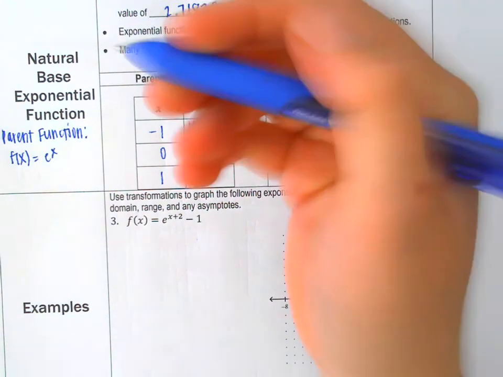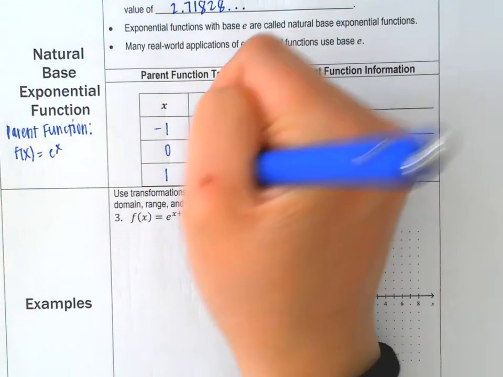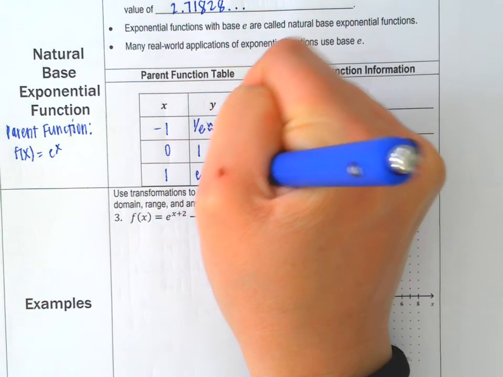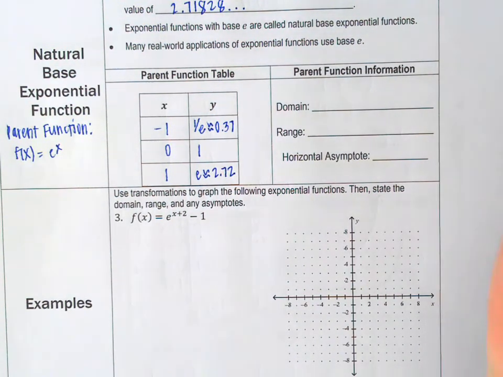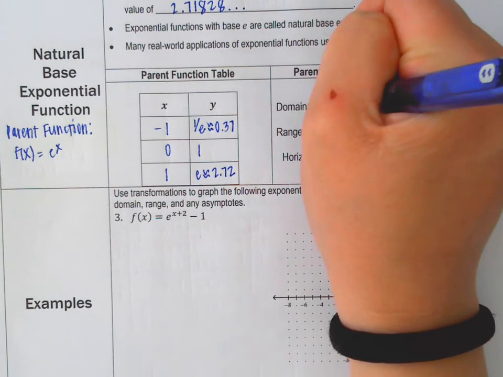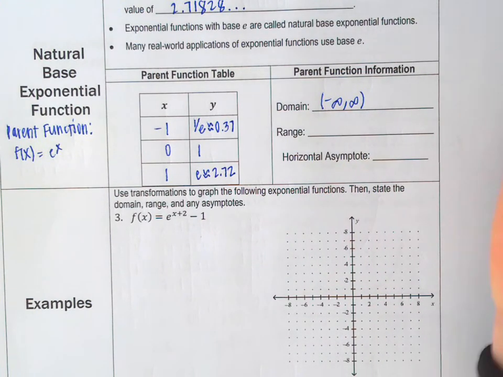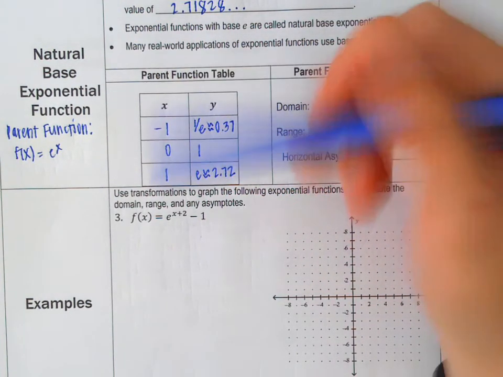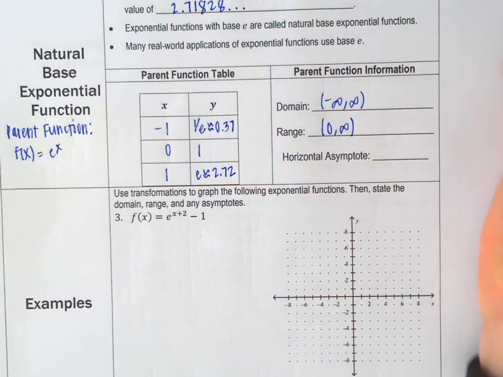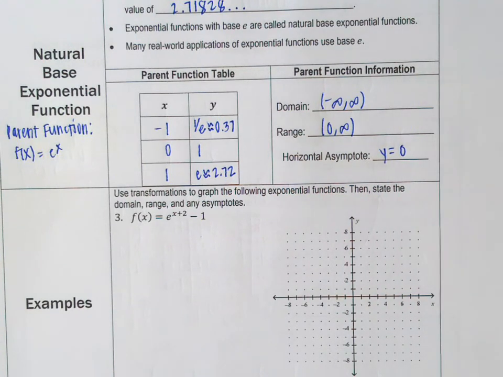And then anything to the 0 power is 1. And then e to the first power is e, which we always just approximate to be 2.72. The domain of any exponential is always all real numbers. It's a weird infinity, sorry. The range, we don't have any transformation, so the range is still the same. And the horizontal asymptote, again, no transformations, so it's the same.